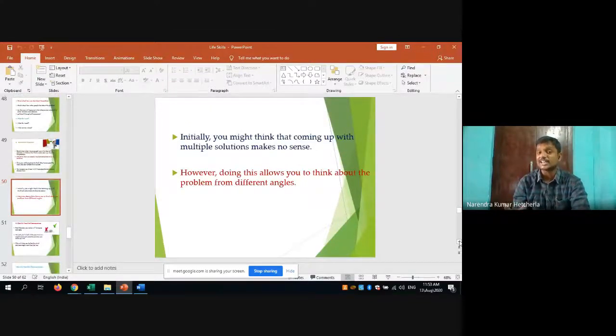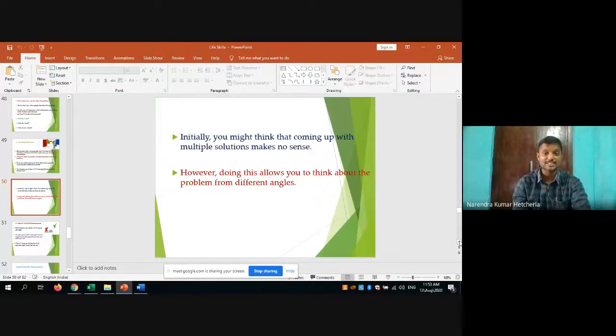So initially, you might think that coming out with multiple solutions makes no sense. You may think, sir, why not one solution? Why 3 or 4 solutions? Let me tell you, that is very important, students. Initially, you might think that coming up with multiple solutions makes no sense. But doing this allows you to think about the problem from different angles.